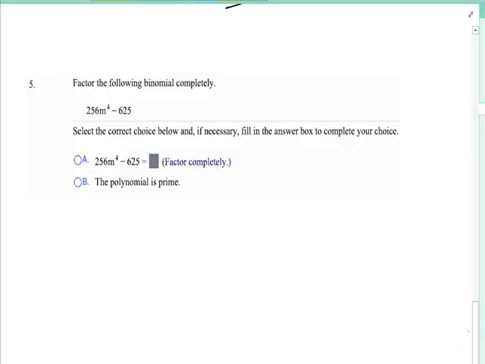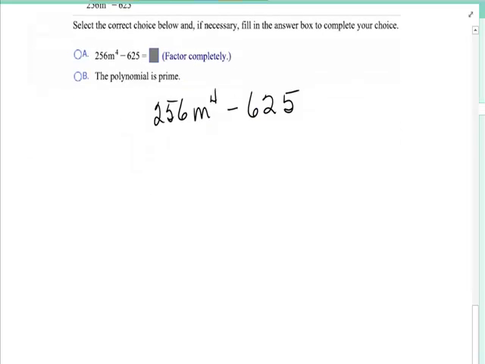All right, the next one. This is kind of a challenging problem. Several things about it stand out. First of all, they're really big numbers, and there's an m to the 4th. So let's see how that affects things. All right, I have 256 m to the 4th minus 625. Yes, this is a challenging question.